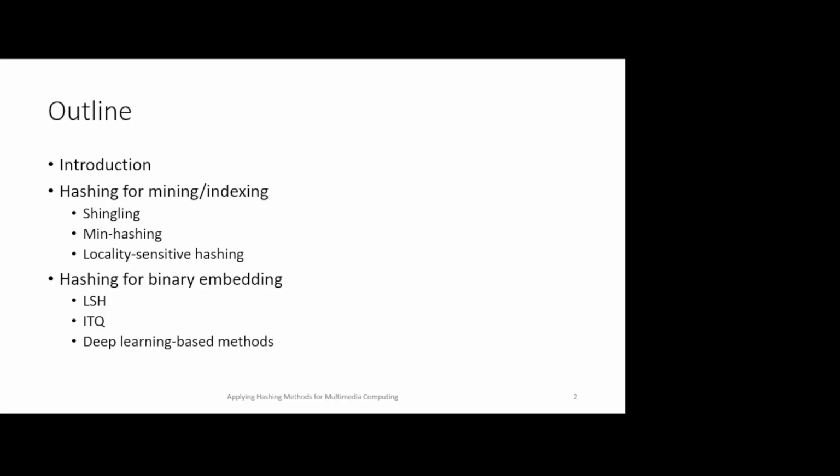This means we use the hashing function to convert your document, which can be a text document, image or audio, into a binary code. And we will introduce some famous popular methods like LSH, ITQ, and some deep learning based methods.